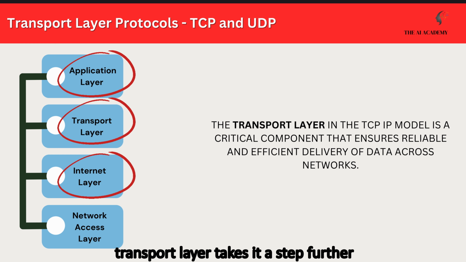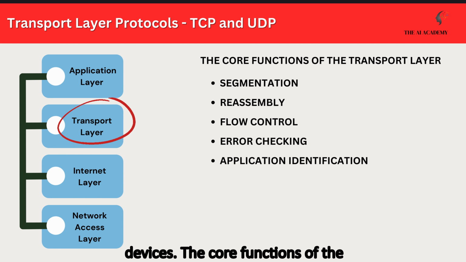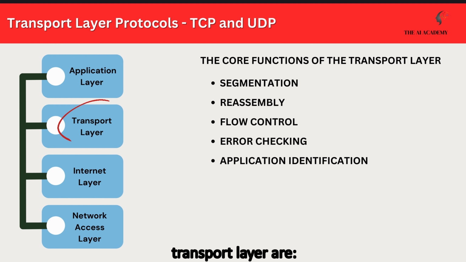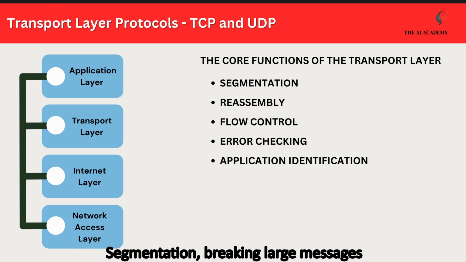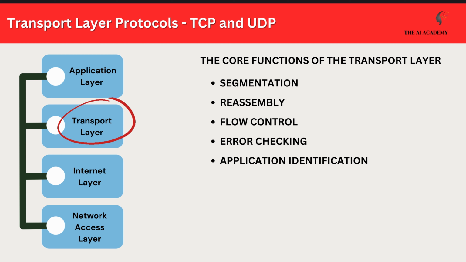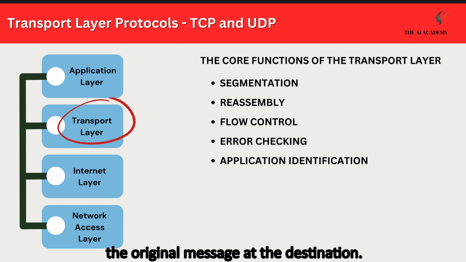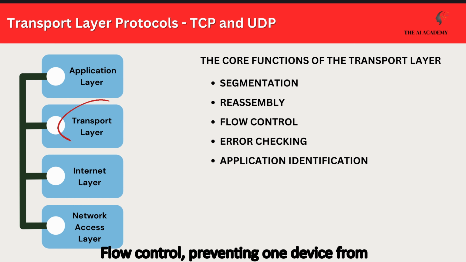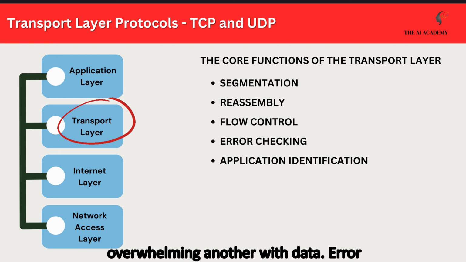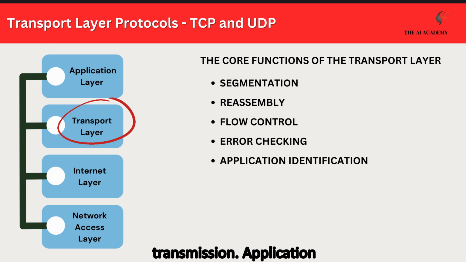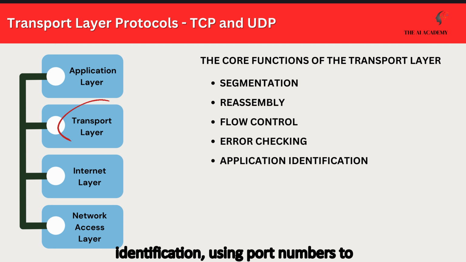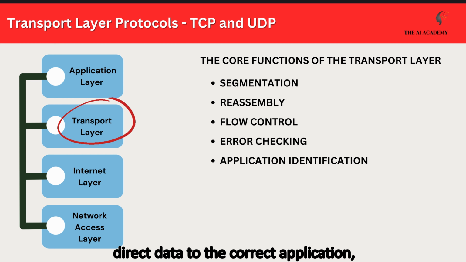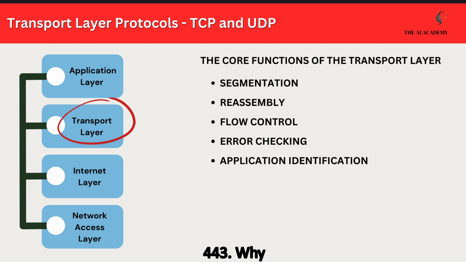The transport layer takes it a step further by managing the flow of data between applications on source and destination devices. The core functions of the transport layer are segmentation, breaking large messages into smaller packets. Reassembly, combining packets back into the original message at the destination. Flow control, preventing one device from overwhelming another with data. Error checking, ensuring data integrity during transmission. Application identification, using port numbers to direct data to the correct application, such as HTTP uses port 80, HTTPS uses port 443.